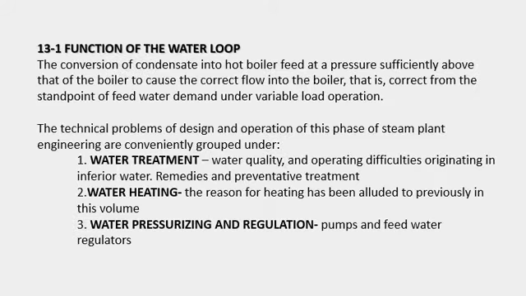So, the function of the feedwater loop is the conversion of condensate into hot boiler feed at a pressure sufficiently above that of the boiler to cause the correct flow into the boiler, that is correct from the standpoint of feedwater demand under variable load operation. So the technical problems of design and operation of this phase of steam plant engineering are conveniently grouped under three headings.